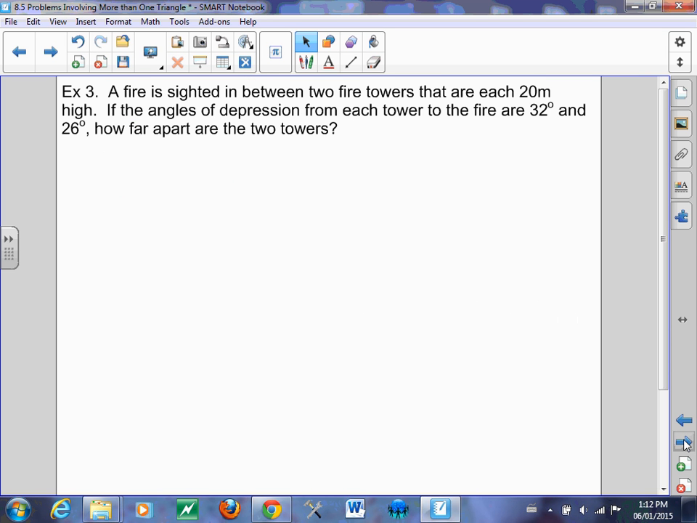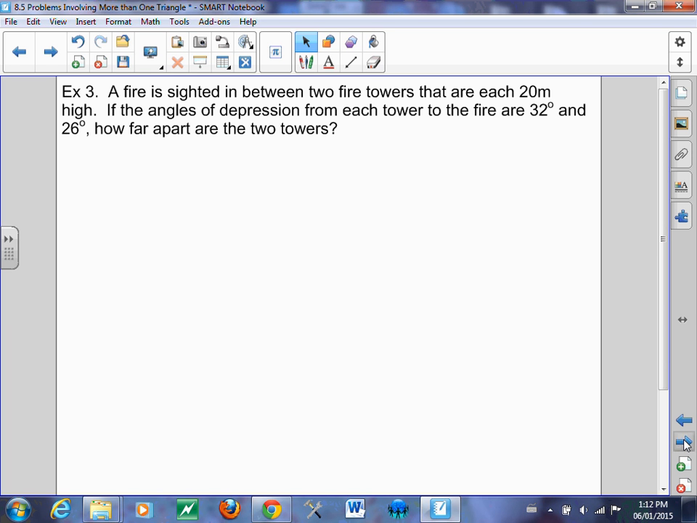Okay, a fire is sited in between two fire towers that are located 20 meters high. So ladies and gentlemen, in the logging industry, because there's many acres of land, they build fire towers to monitor if there's any forest fires, because forest fires can just happen naturally, especially out in BC and California. Nowadays, ladies and gentlemen, they can use satellite, which is a lot easier. But back in the day, before technology improved, we had to have fire towers.